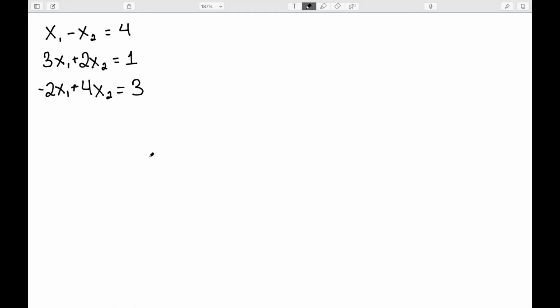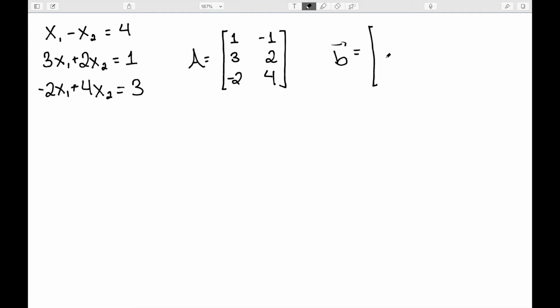Here I have my system: x1 minus x2 equal to 4, 3x1 plus 2x2 equal to 1, and negative 2x1 plus 4x2 equal to 3. So my matrix A is my coefficient matrix: 1, minus 1 in the first row, 3, 2 in the second row, and negative 2, 4 in the third row. My vector b are my constant values, in this case 4, 1, and 3.